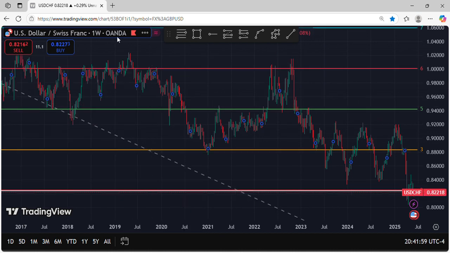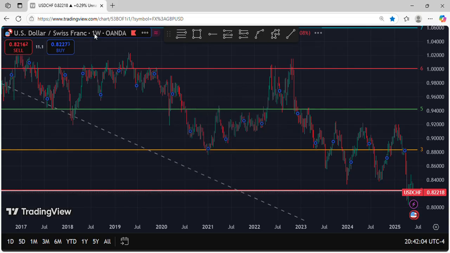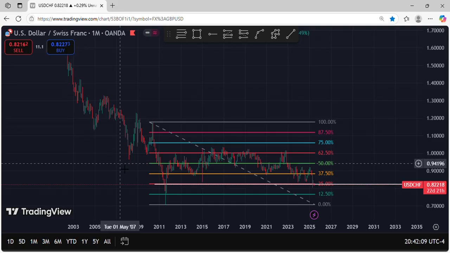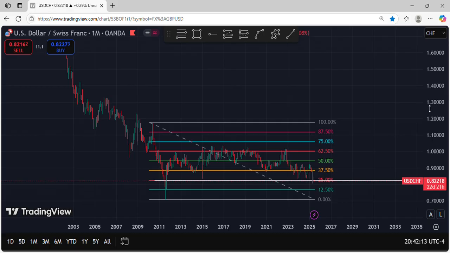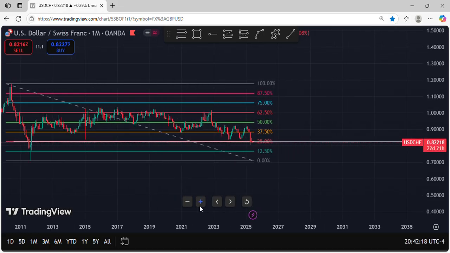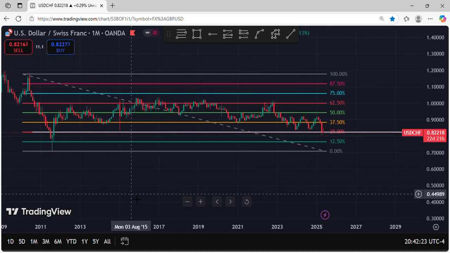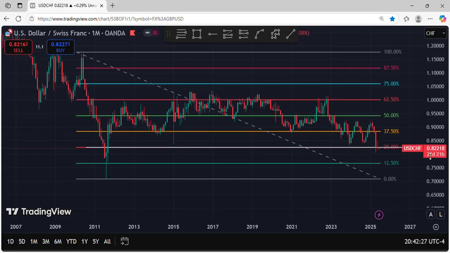Okay, I think we ought to go to the 1 month, the monthly chart. Good. This is it. This is what I want to show you guys. So on the monthly chart, I'll just enlarge this so that it becomes easy on the eye.